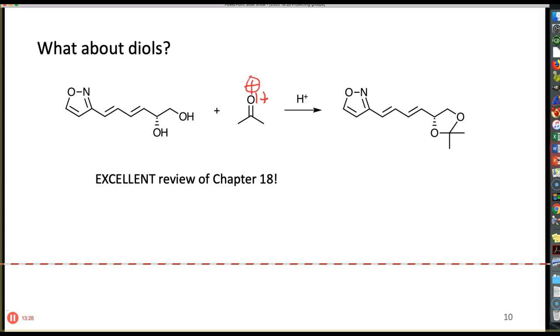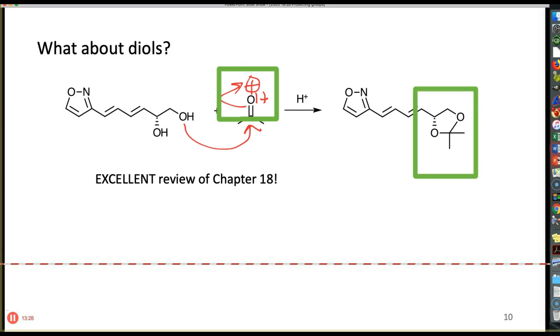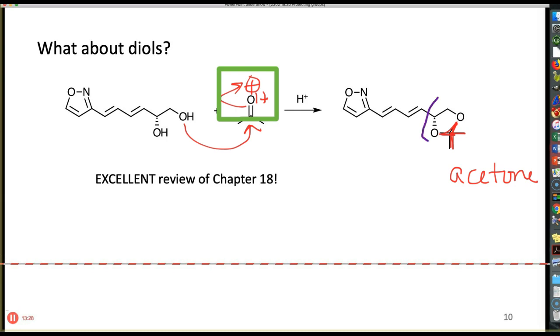H+ protonates my carbonyl. One alcohol adds. This eventually gets turned into water. The other alcohol adds. You get your handy dandy acetal. Here is my former acetone piece, and here are my two alcohols. Again, I've made something that is completely inert to basic conditions.